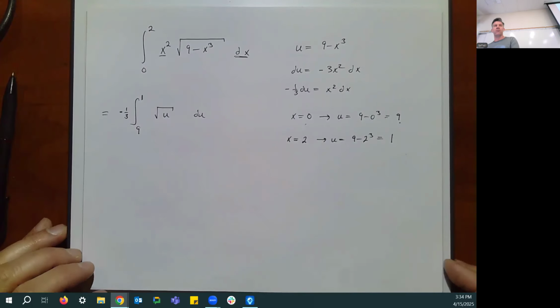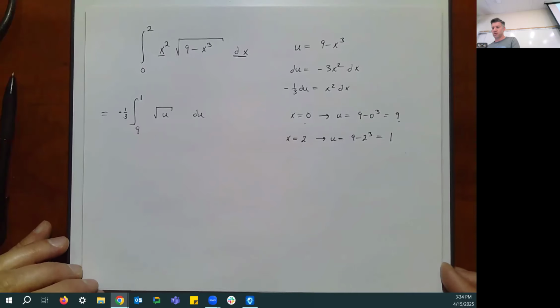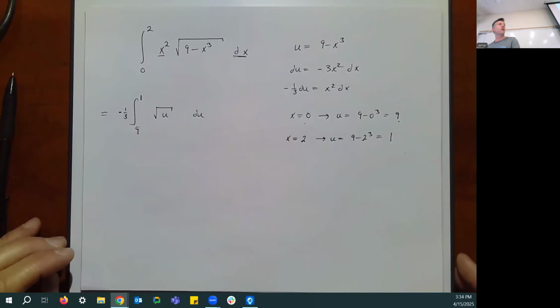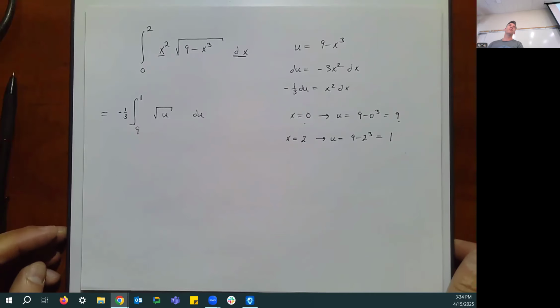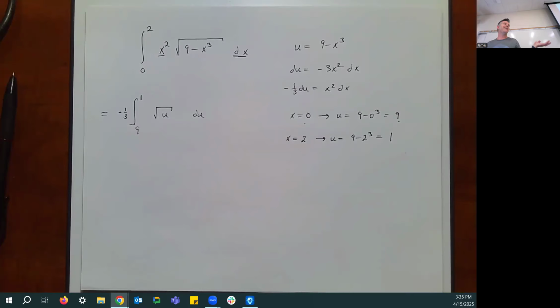When you say the u part, what do you mean? Like, since we did the u-sub and now we're doing the integral from 9 to 1, should we expect that one to be negative? Not necessarily. It might be, but it might not be. Really, you don't need to worry about it.